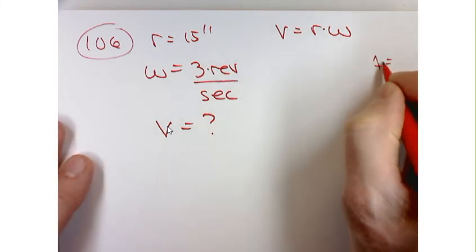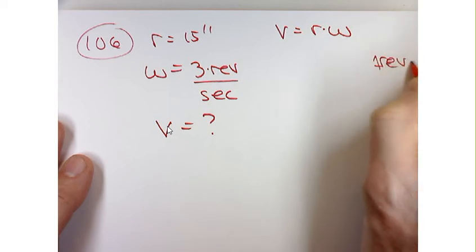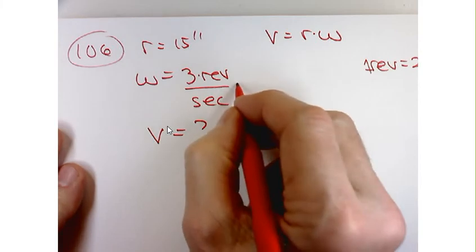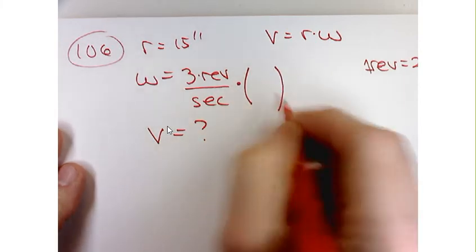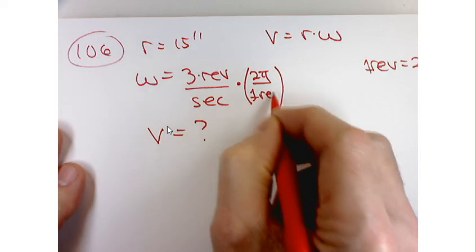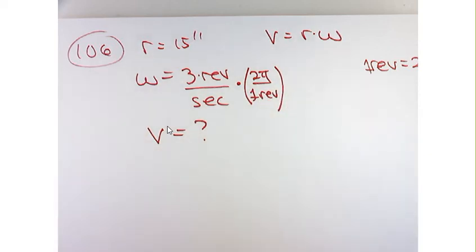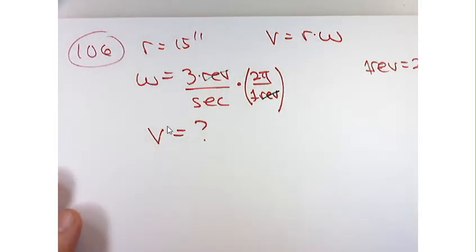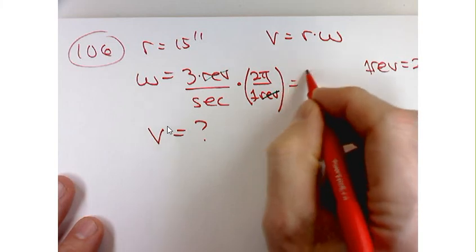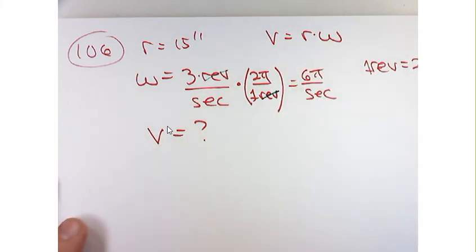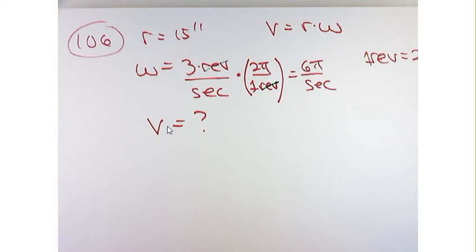So 1 revolution is 2 pi radians. So if I wanted to convert this, I'd multiply by 2 pi for 1 revolution. That's a little bit better. And it gives me 6 pi per second. And that makes sense. That's 3 revolutions.